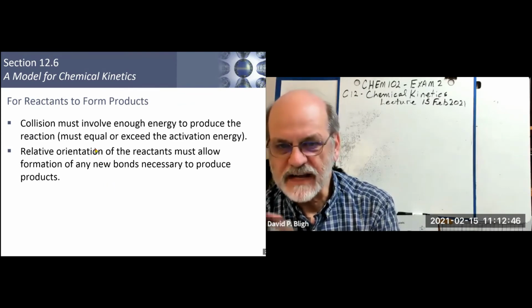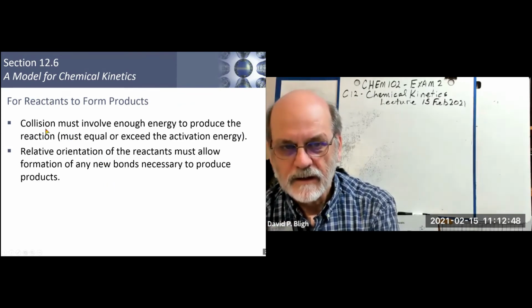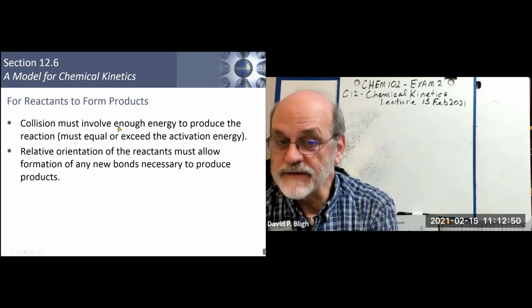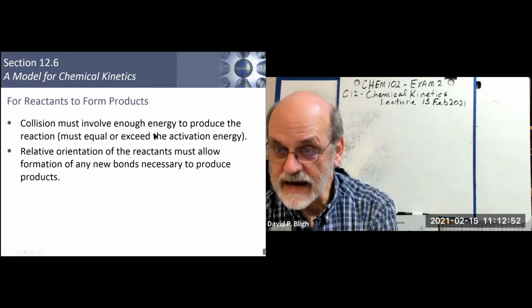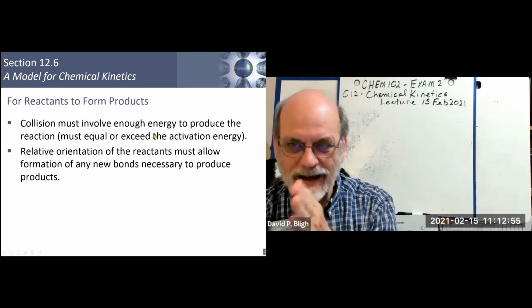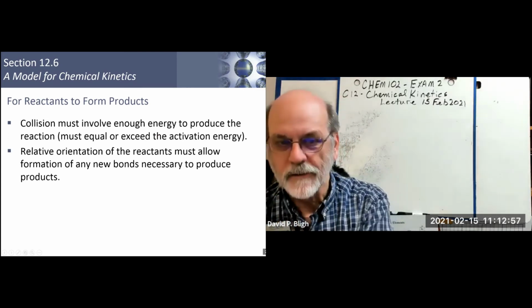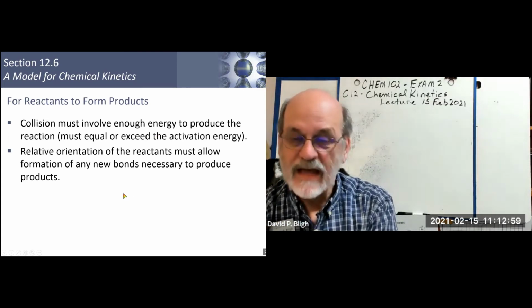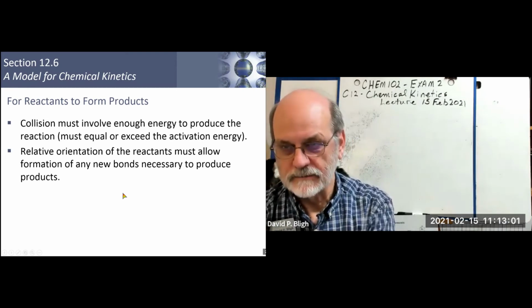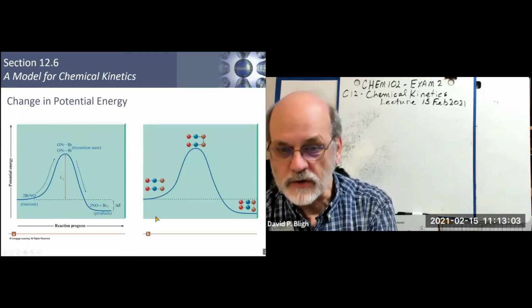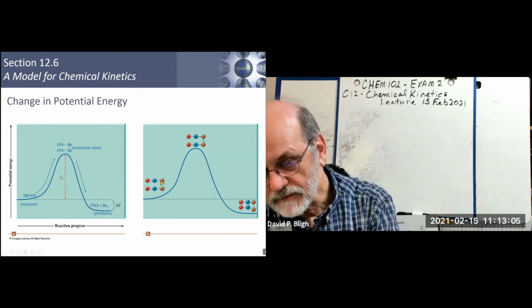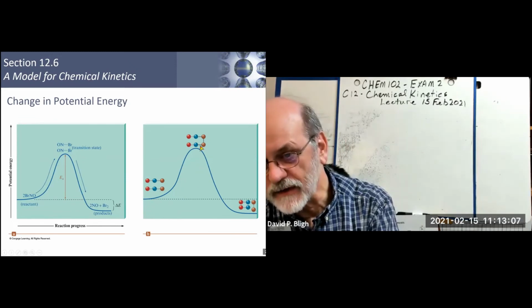So this is just stating the obvious. The collision has to have enough energy in it to exceed the activation energy, or get right at it and just a smidge more. And then you have to have the proper orientation. Right? That graph showed it. These two molecules come together, and if they're not oriented properly, they won't form these intermediate bonds.